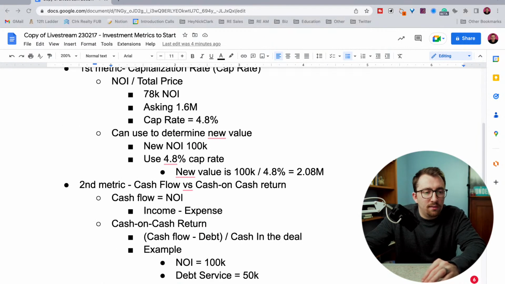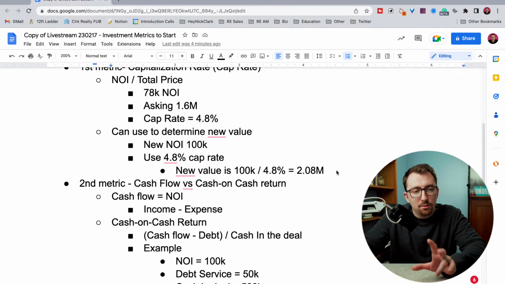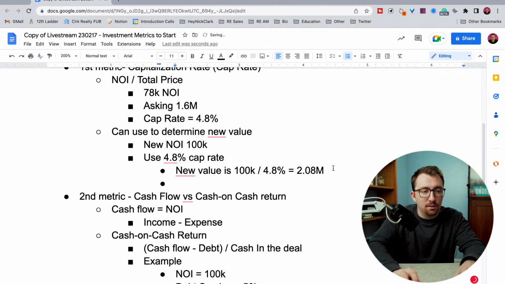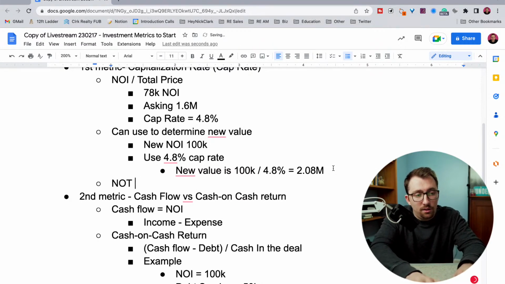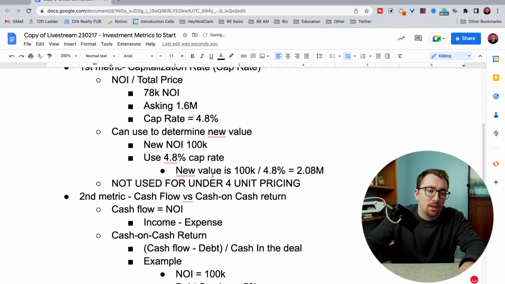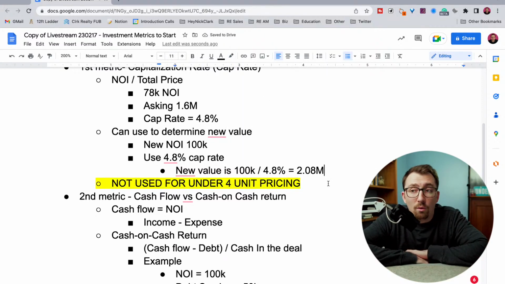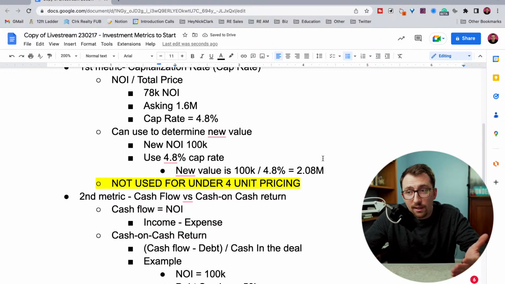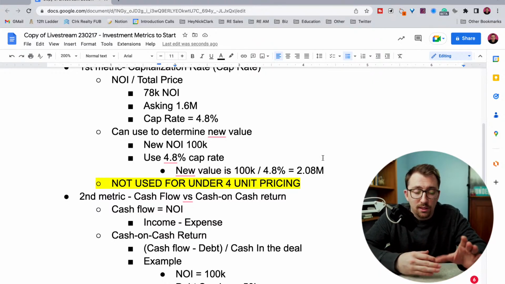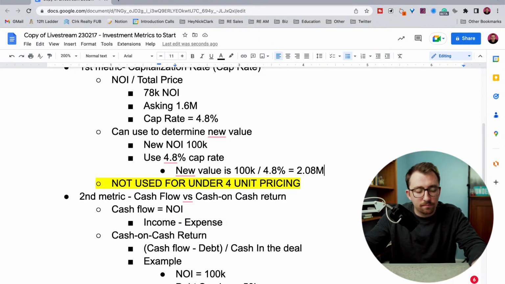I guess the one caveat I want to put here, I'm going to go back here. Not used for under 4 unit pricing. So I know I just went back and went over that. This is important. We want to highlight it. Went over that you can use the cap rate. The cap rate shows the ratio between net income and total price.